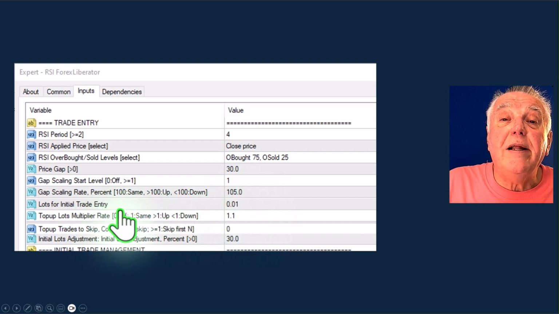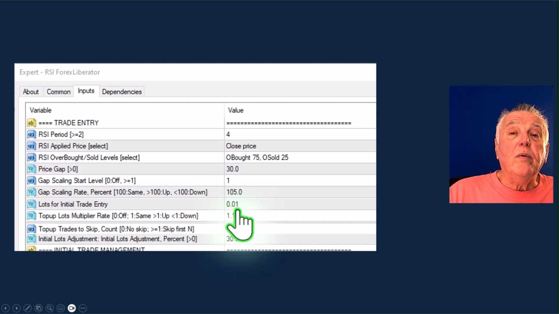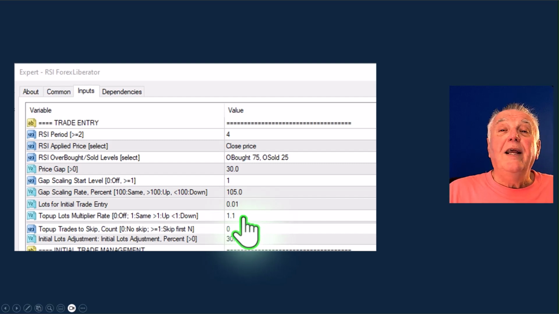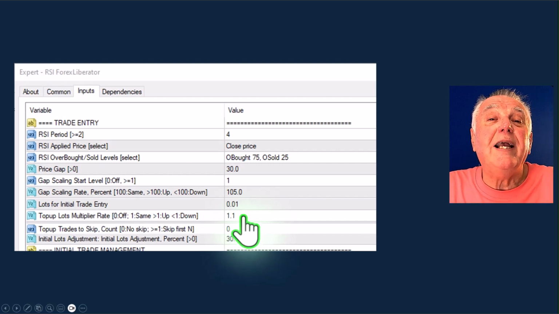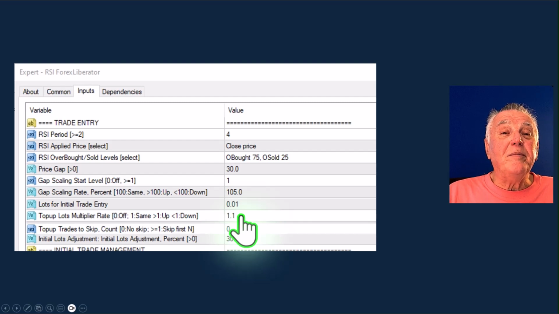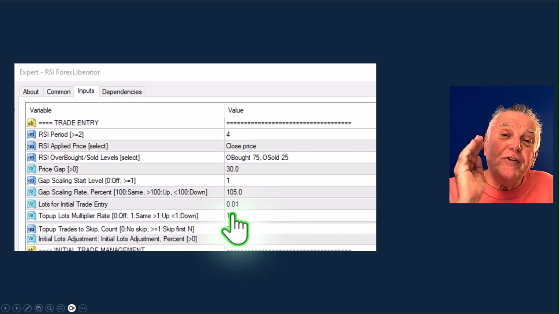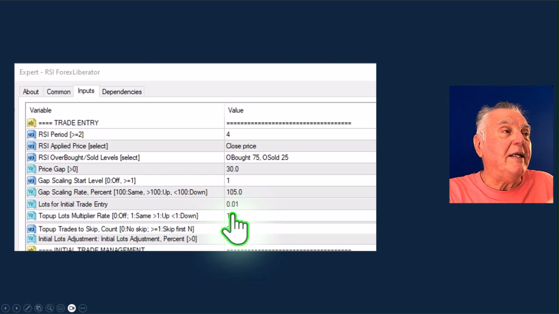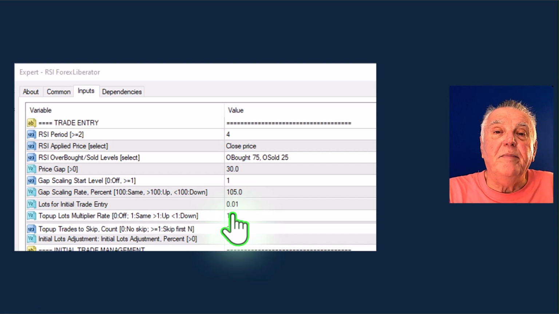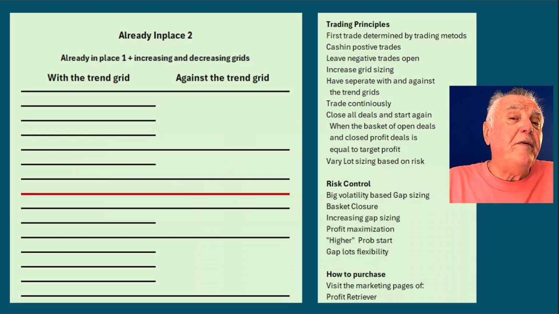They also scale the lot sizing, so it says we're starting with 0.01 and we will multiply that by 110%, so the lots will increase as the transactions move away from the starting point. So here you see a practical application of grid trading within the Liberator range. And then we have a further refinement.